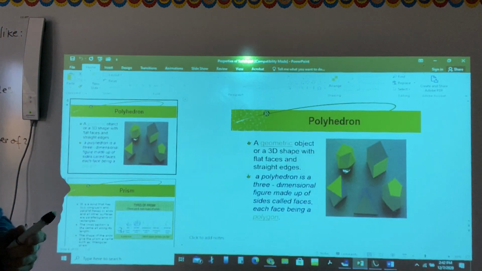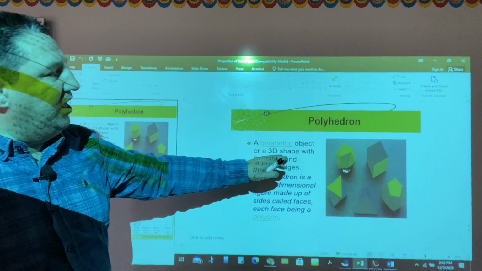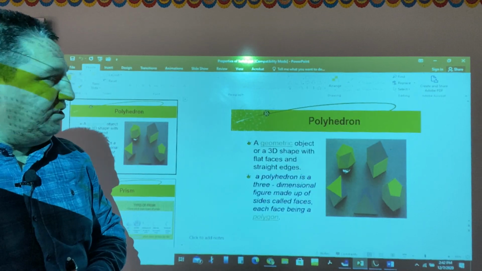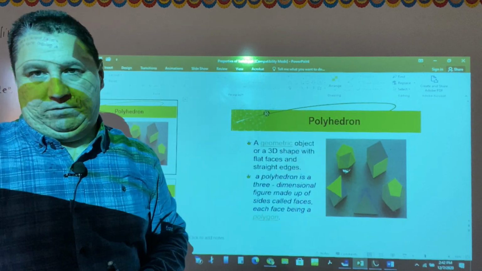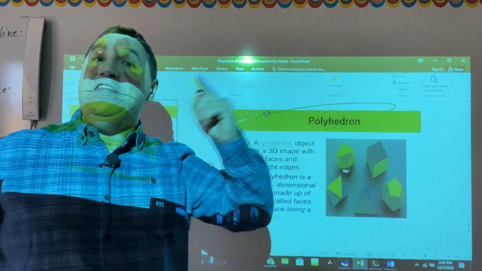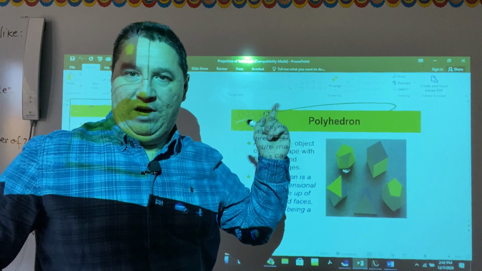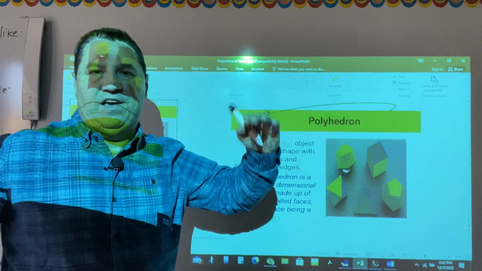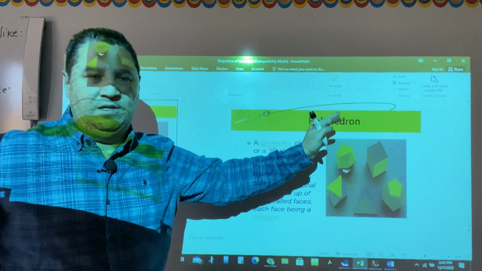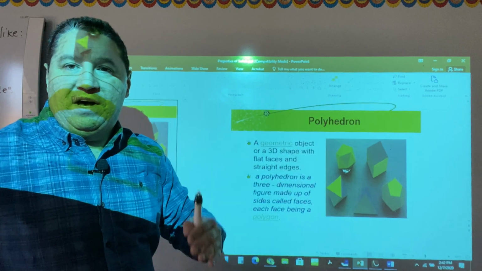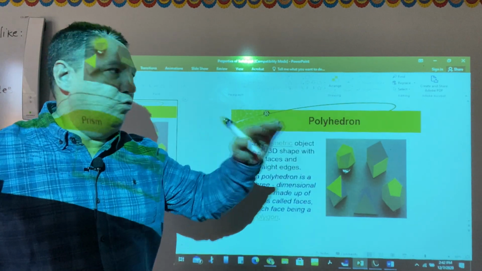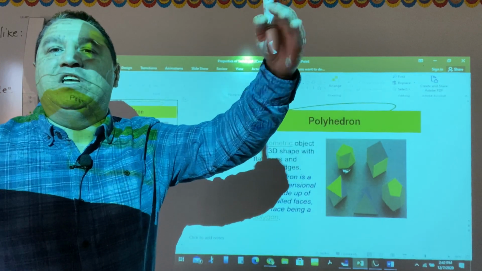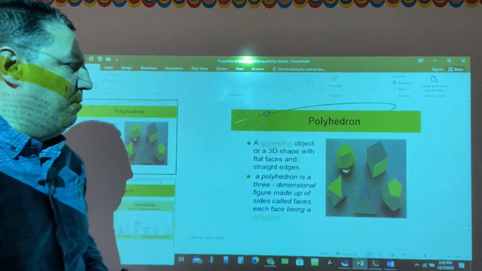Now, a geometric object or a 3D shape with flat faces and straight edges is called a polyhedron. This is another name for 3D shapes. It's a Greek name. You don't have to memorize this term, but for your information, whenever you hear the word polyhedron, you know it's about a 3D shape or three-dimensional shape.